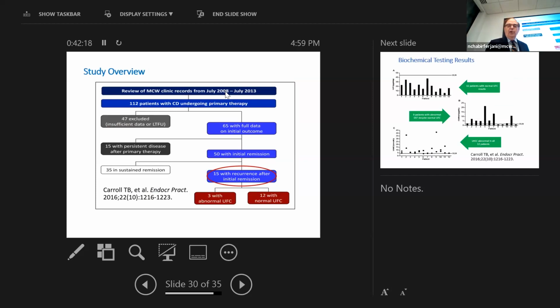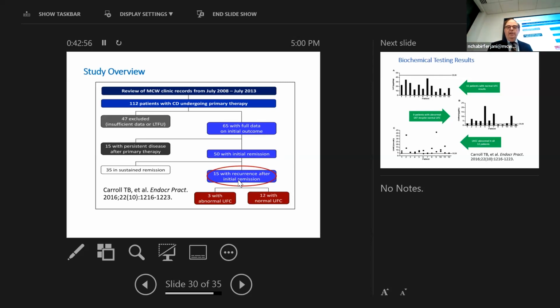We looked back at our clinic records over a period of about 5 or 6 years, and we had 112 patients with Cushing's disease who had undergone primary therapy. Now, 47 had insufficient data, were lost to follow-up. A lot of these patients were referred from other centers, and we didn't have any follow-up on them. But 65, we had full data, 15 had persistent disease, and 50 had an initial remission. And we had 15 patients out of this 50 that had a recurrence after initial remission and had some other therapy, pituitary surgery, adrenalectomy, pharmacotherapy, whatever.